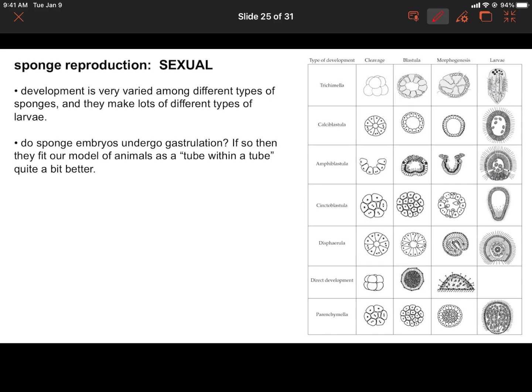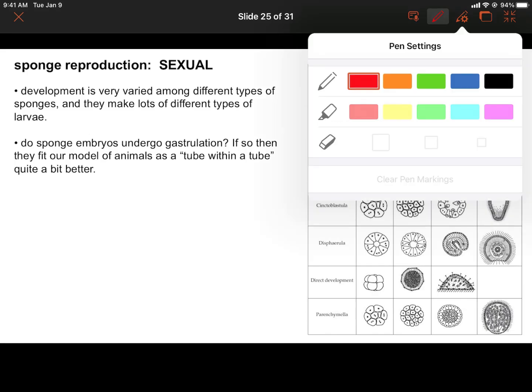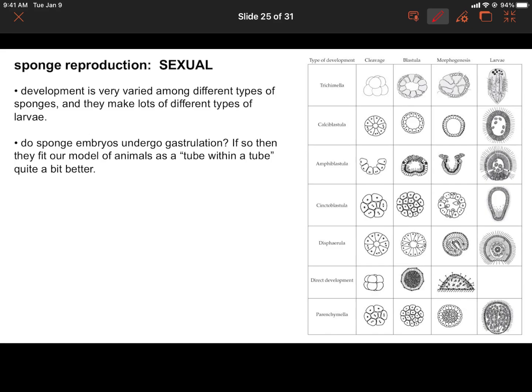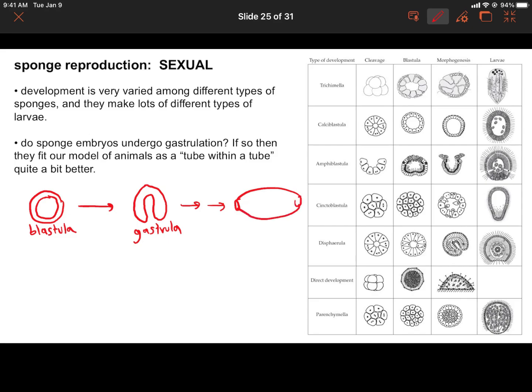So if you remember from that video on form and function, we talked briefly about embryonic development, cleavage, formation of a blastula, so blastula being often a hollow ball of cells, and then that blastula going on to form a gastrula, so in-pocketing here. So this is a gastrula. That process is called gastrulation, and then after subsequent development, you end up with an animal that's like a tube within a tube with these two layers.